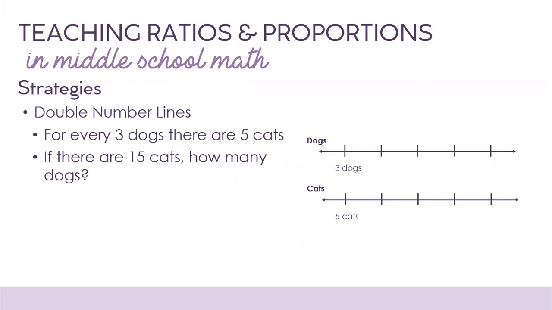And then we can see how these numbers vary together. So we can say with 10 cats, we would then have 6 dogs. So 5 more cats, 3 more dogs gives us 10 and 6, 15 and 9, and so on and so on. So students could see those relationships as they change on the number line.